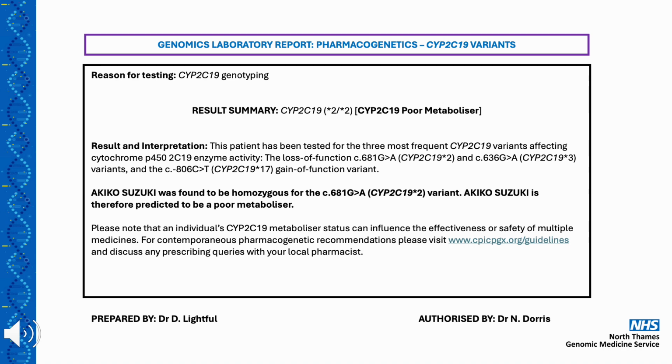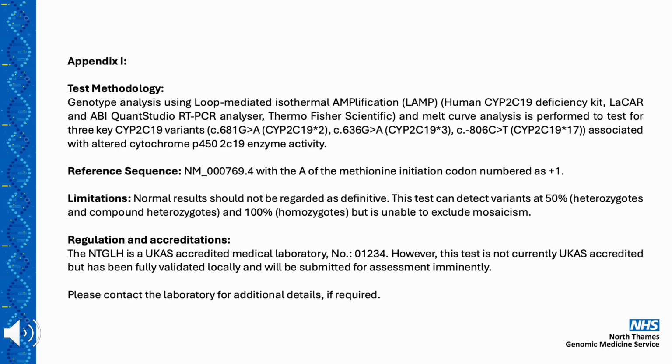This section finishes with a cautionary note that the CYP2C19 metabolizer status may affect multiple medicines. These include selective serotonin reuptake inhibitors, or SSRIs, and proton pump inhibitors, PPIs. It refers to the Clinical Pharmacogenetics Implementation Consortium, or CPIC, guidelines for prescribing recommendations and advises to discuss queries with a local pharmacist. The report finishes with details of test methodology, the reference sequence, limitations of the test, regulation, and accreditations.